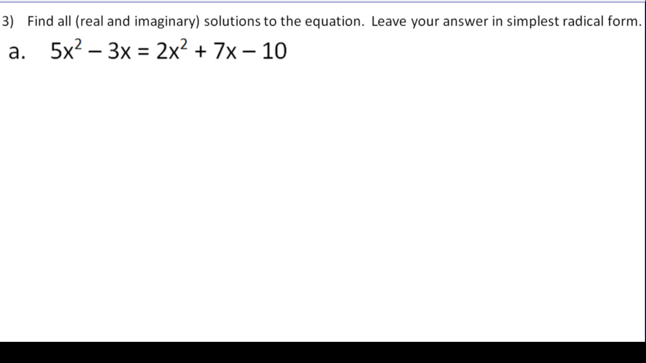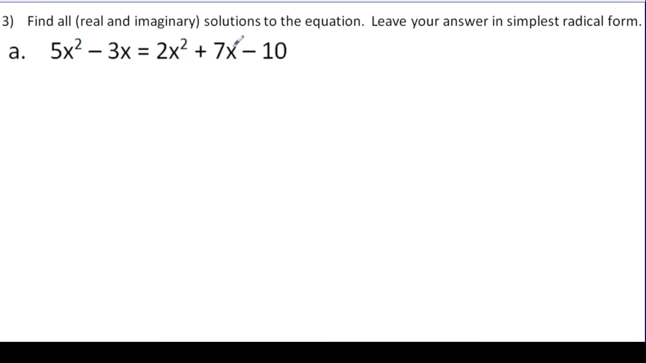Okay, so let's go look at problem number 3. They're asking us to find all solutions to an equation, and I put in parentheses for you. By all, I mean the real number solutions and imaginary number solutions. And they said, after you're done, leave your answer in simplest radical form. So this is basically just saying, solve the equation.